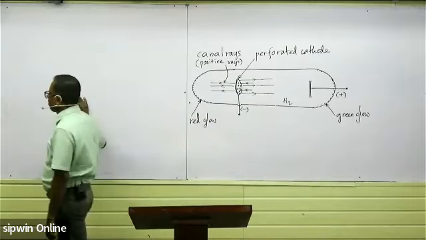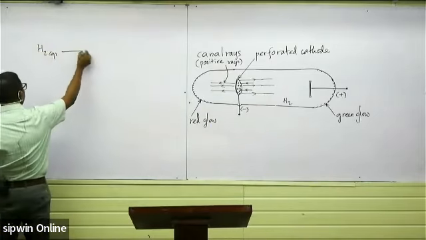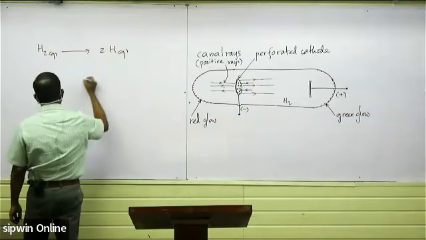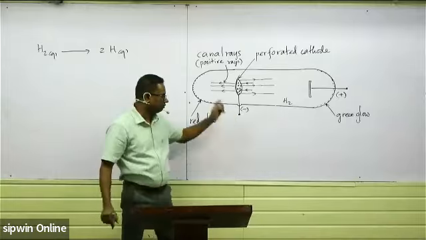Then what happened? The H2 molecules first atomize like this, forming hydrogen atoms. Further, the electrons collide with the hydrogen atoms here.